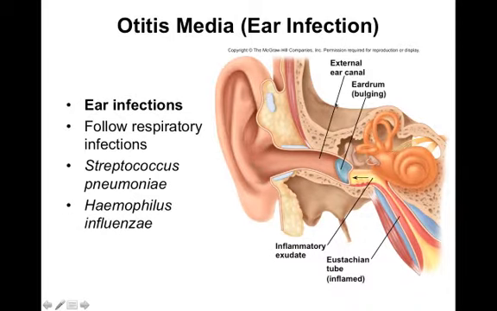Otitis media, also called an ear infection. This generally happens after some sort of respiratory infection as well, and it's primarily because of the eustachian tube, which is the primary drain tube of the ear. It allows any built-up fluid behind the eardrum to drain into the back of the throat, and then down into the digestive tract. But after a respiratory infection, the eustachian tube tends to get inflamed, and once it's inflamed, this fluid has nowhere to go, and this turns out to be a perfect breeding ground for Streptococcus pneumoniae or Haemophilus influenzae.